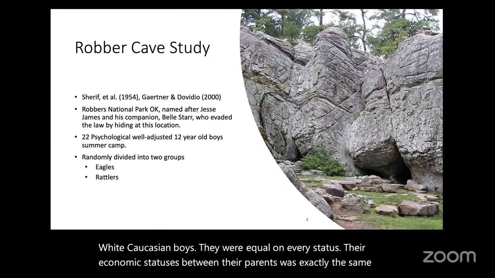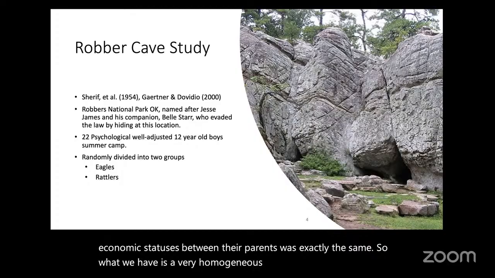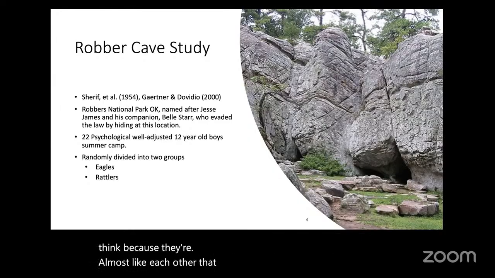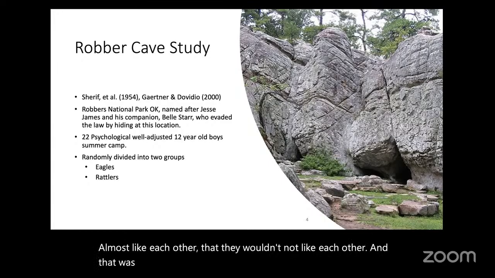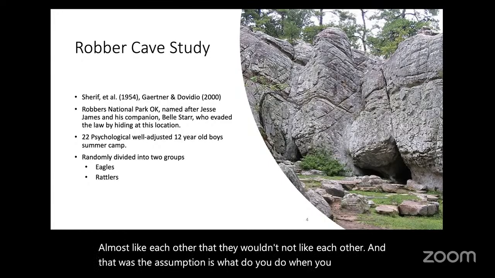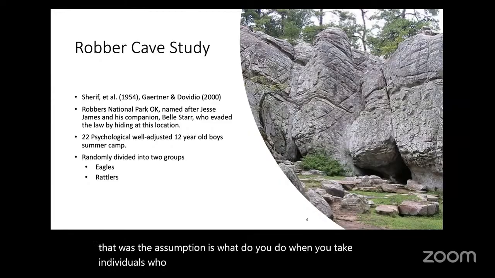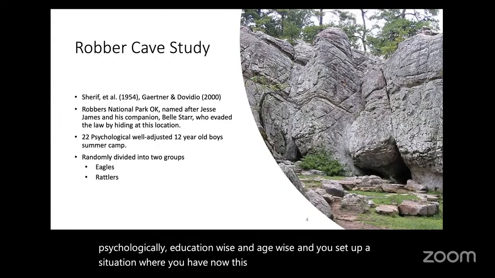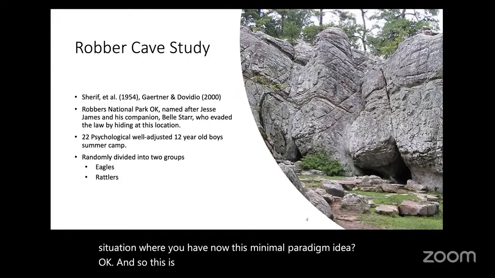So what we have is a very homogeneous group, which you would think, because they're almost like each other, that they wouldn't not like each other. And that was the assumption: what do you do when you take individuals who are exactly on the same level socially, economically, psychologically, education wise, and age wise, and you set up a situation where you have this minimal paradigm idea. Okay. And so this is what they're starting with.